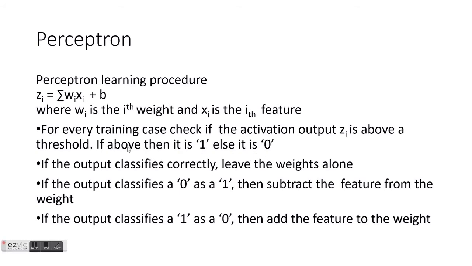And then this perceptron is trained on a given data set. If the output correctly classifies the data, then we do not touch the weights. However, if the output classifies a 0 as a 1, then in the learning procedure of the perceptron, we subtract the feature from the weight. And if the output incorrectly classifies a 1 as a 0, then we add the feature to the weight. So just by doing this simple iterative procedure for every data set, we compute the set of weights, and then the perceptron learns and it can do some interesting stuff.